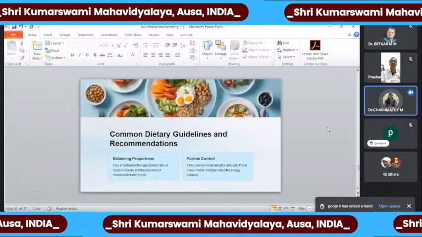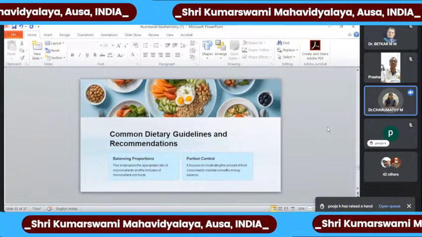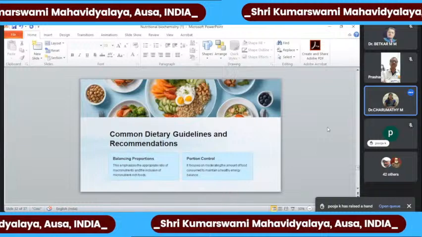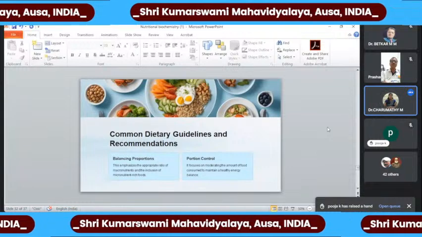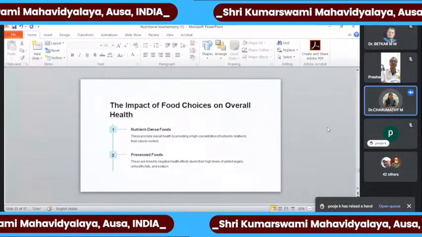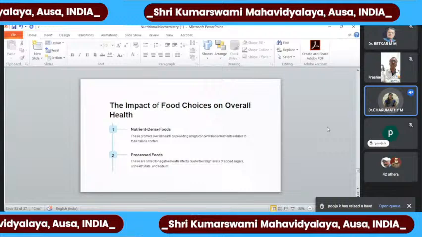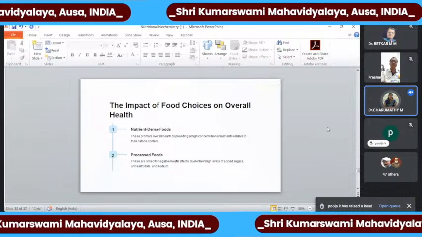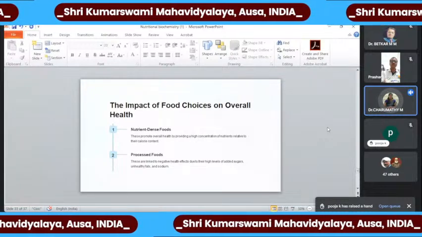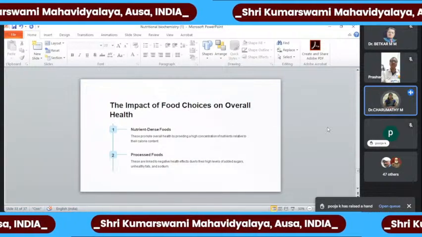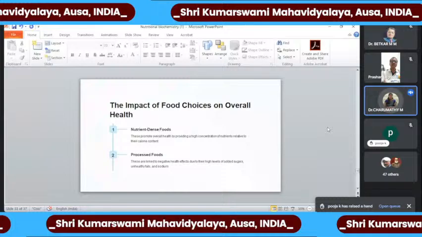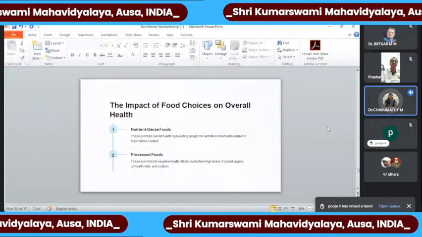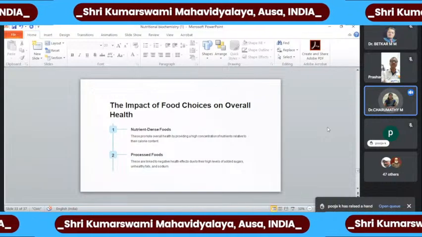Common dietary guidelines and recommendations: balancing proportion. We have to balance the micronutrients and macronutrients, and that will give us the balancing proportion. Then the impact of food choices: nutrient-dense food and processed food. Nutrient-dense foods promote overall health by providing a high concentration of nutrients relative to the caloric content. Processed foods are linked to negative health effects due to their high levels of added sugar, unhealthy fats, and sodium. Nowadays most kids are having packed and canned items, which are preserved. The fast food and all affect our body condition and our health.